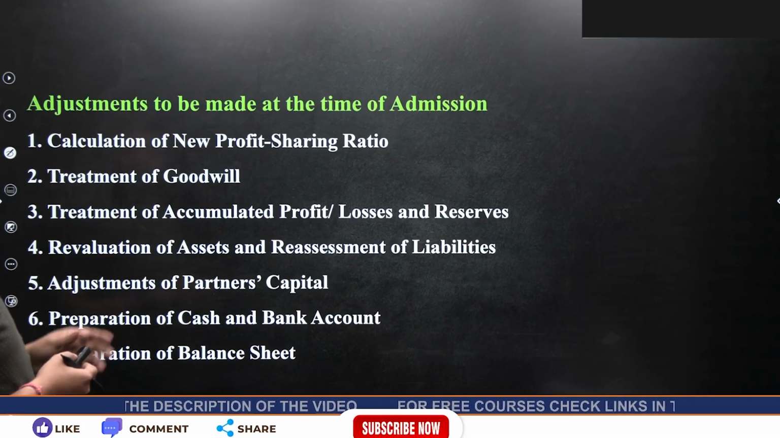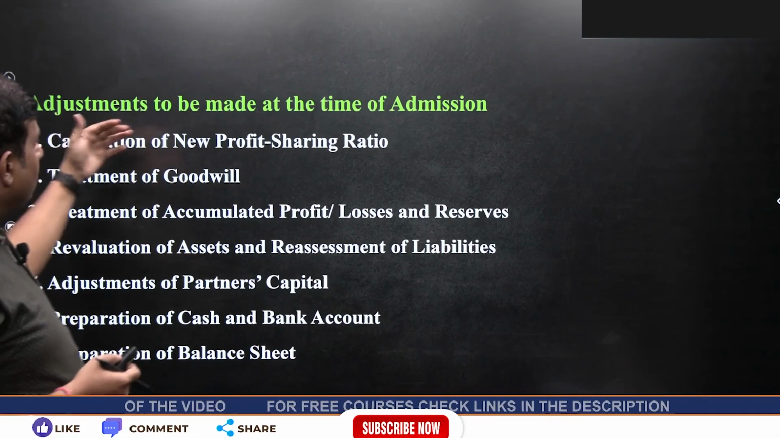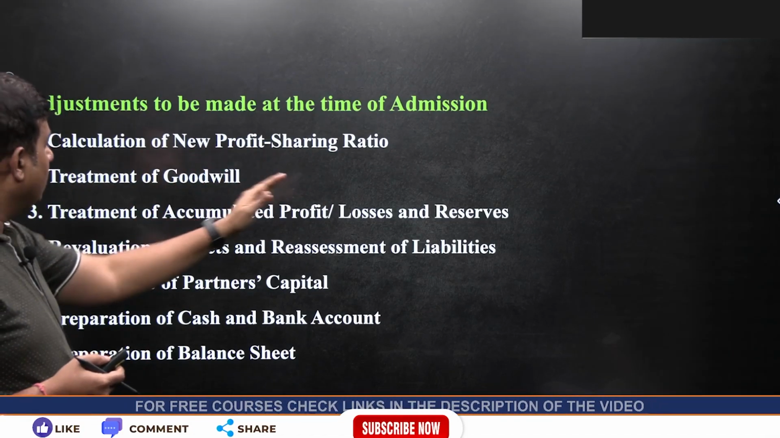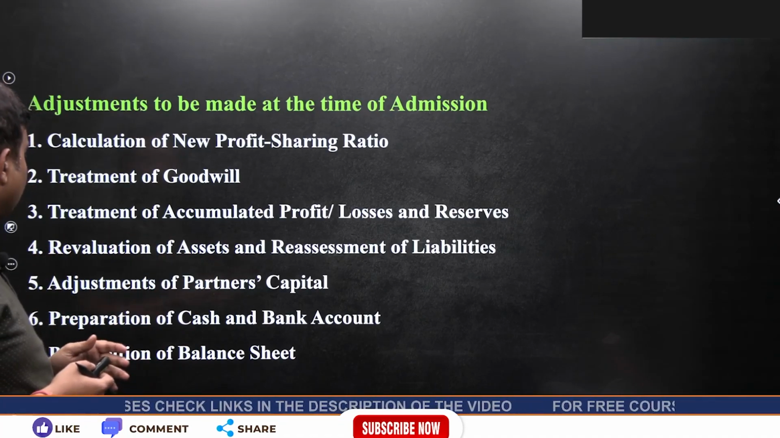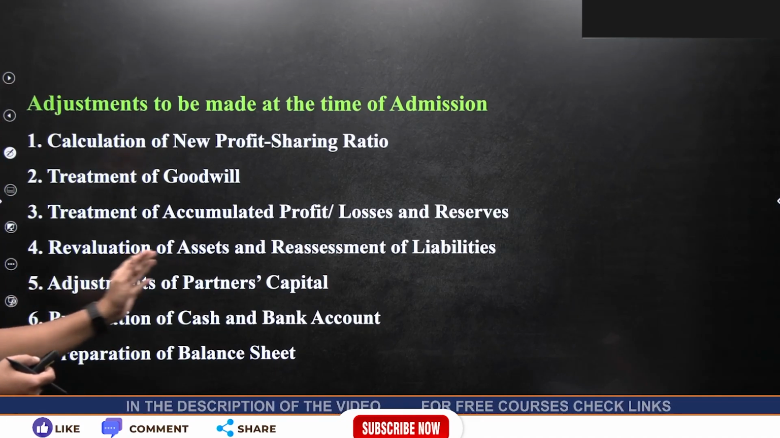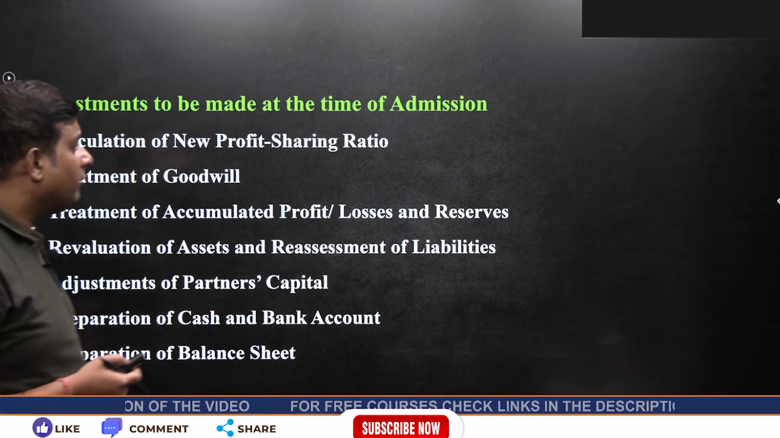So first of all, I'd like to start with the calculation of new profit and loss ratio, adjustments to be made at the time of admission. First, calculation of new profit sharing ratio. Second, treatment of goodwill. Third, treatment of accumulated profits and reserves, revaluation of assets and reassessment of liabilities, adjustment of partners' capital accounts, preparation of cash and bank balance, and preparation of balance sheet.